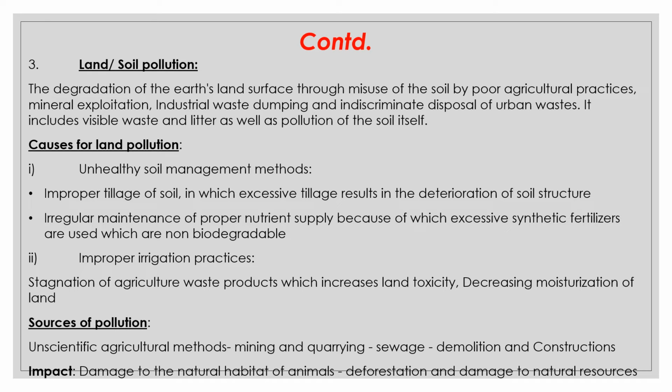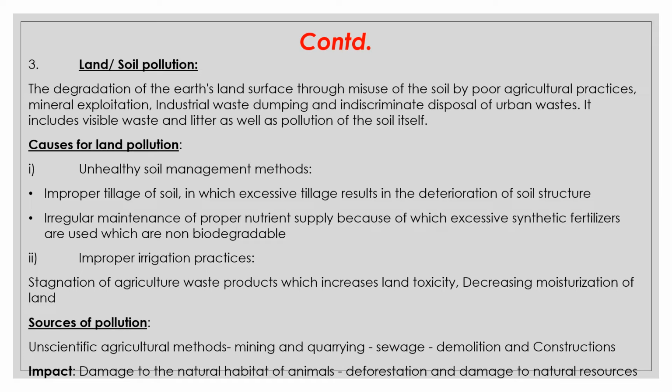Because of plastic and some inorganic materials, soil loses its fertility. It is not suitable for farming or any agriculture, and the quality of soil also deteriorates. This happens because of industrial waste, mineral exploitation, poor agricultural practices, excessive use of pesticides and chemicals. Okay, main causes for land pollution: unhealthy soil management methods.